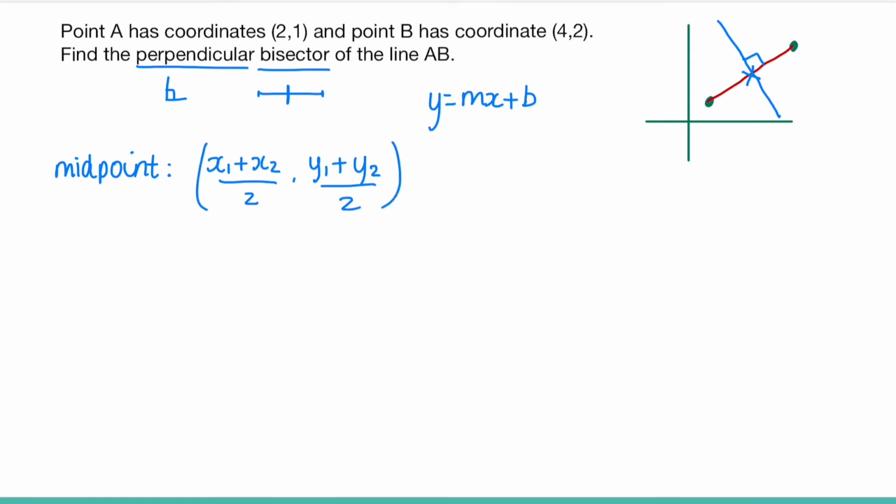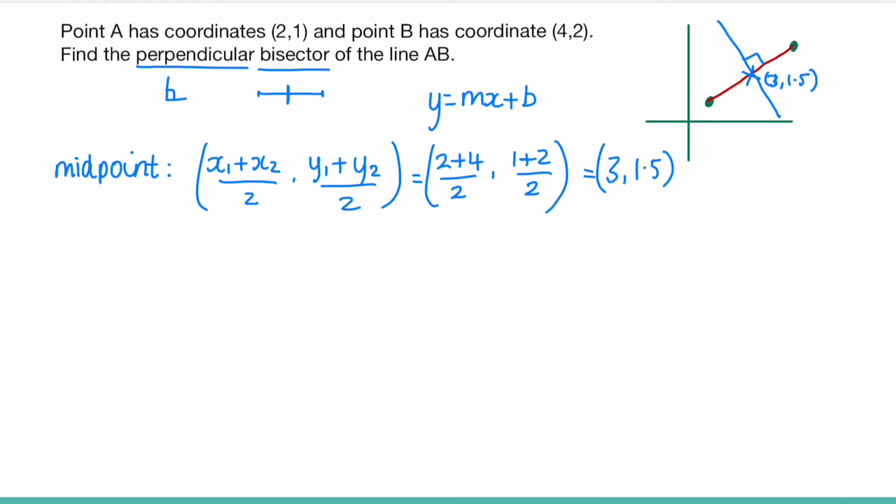So for this question, if I add the x coordinates together, I have 2 plus 4, and if I add the y coordinates together, I have 1 plus 2, and that gives me my midpoint, which would be (3, 1.5). So I know that this coordinate in the middle is (3, 1.5).